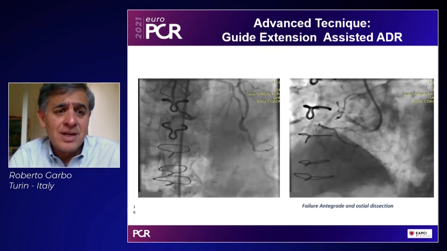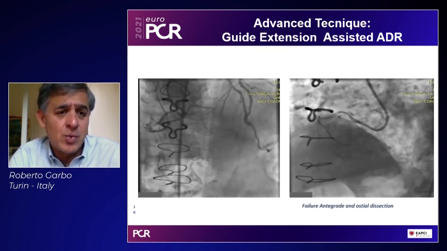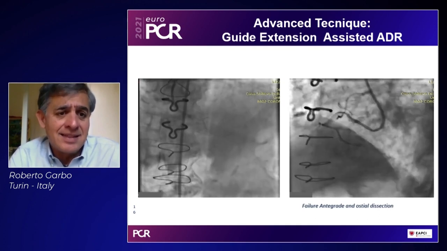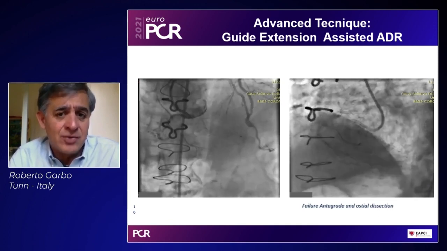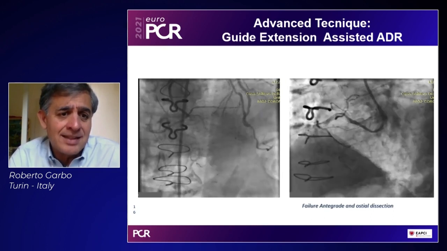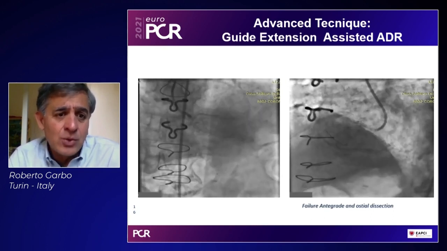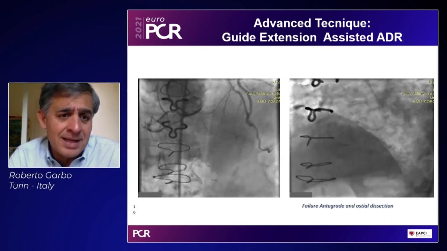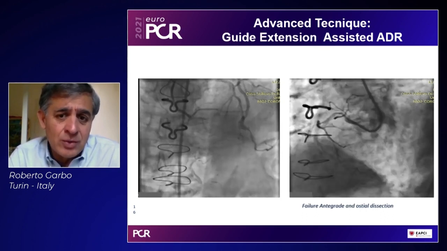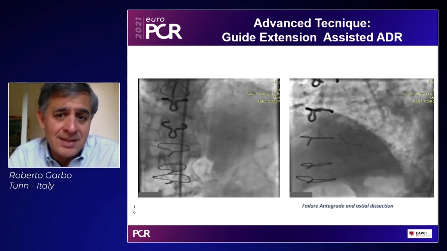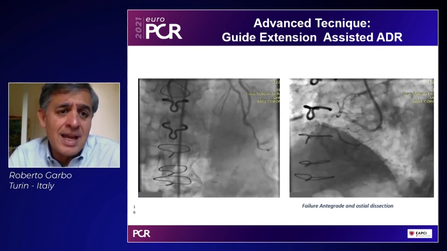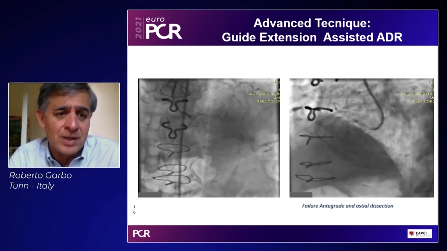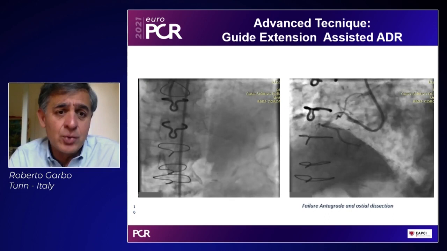Another really interesting situation is one in which we can use the guide extension for facilitated and assisted anterograde dissection and reentry, because we know that in anterograde dissection and reentry, we need to face a subintimal hematoma. And with the guide extension, you can easily advance your microcatheter for the reentry and reduce the hematoma.